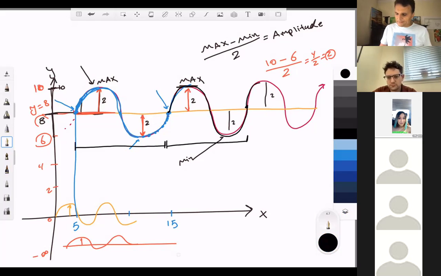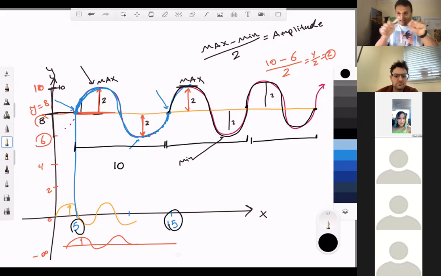It repeats. This much will be the period. So all the periods will be the same. You can pick any distance and that would be the period. It looks like the period will be 10, from 15 to 5. The distance is 10. So every 10 inches or 10 minutes, it repeats. Right? Does that make sense?